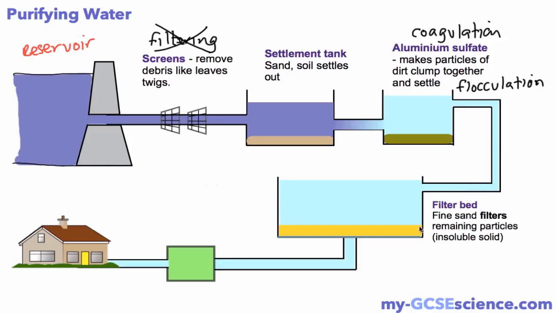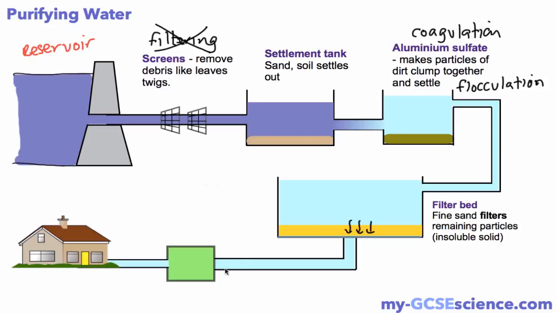So the water goes through a filter bed, and this is made of fine sand, and that is where the remaining particles of any insoluble solids, anything that's insoluble, is removed. So the water seeps through the sand. Insoluble solids will be filtered out by the sand, and this actually is the process of filtering. After we've done that, we've got a very clear liquid, but that doesn't mean to say it's completely safe.